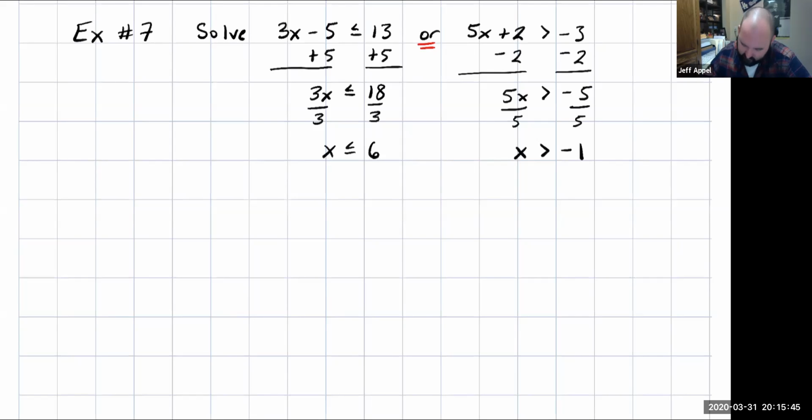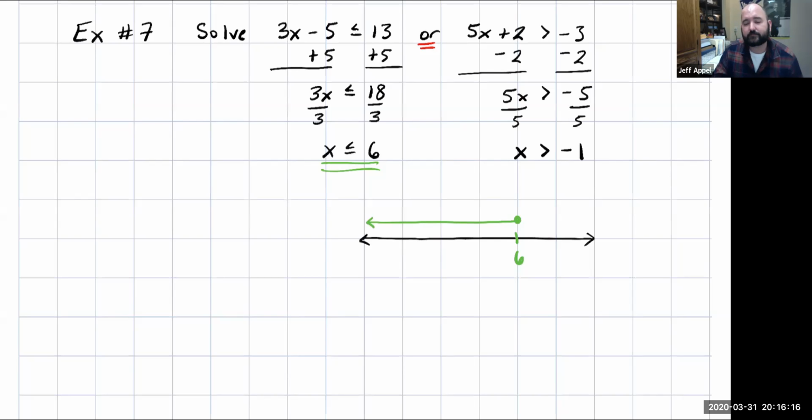Okay, so we have them both solved. Let's go to the graph to make our number line graph. So this first one, it says x is less than or equal to 6. So on my graph, let me put 6. Let's suppose 6 is right here. This would get a closed circle because of the less than or equal to. And this is going off to the left. So our graph would look something like this.